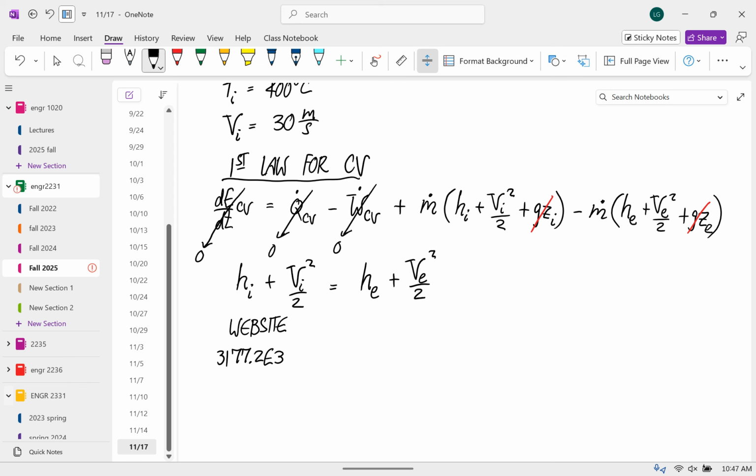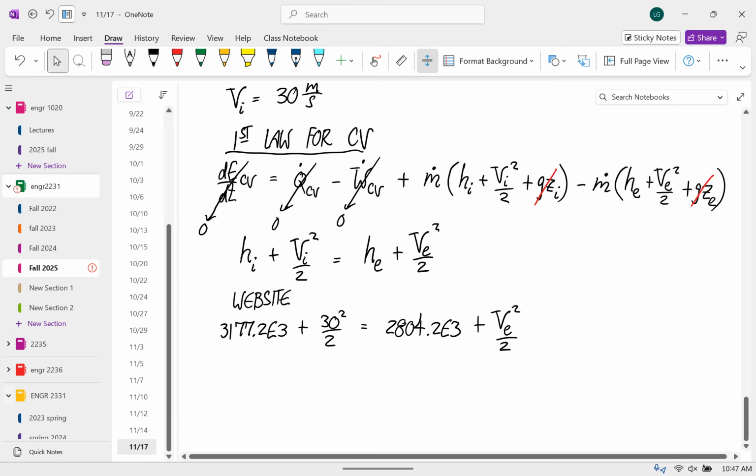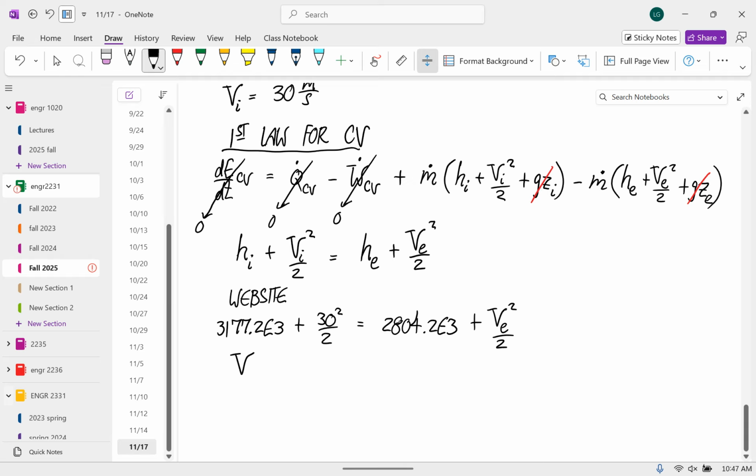So we have 3177.2 times 10 to the third, that's the specific enthalpy at the inlet, plus 30 squared over 2, is equal to 2804.2 times 10 to the third, plus speed at the exit squared over 2. And you get that Ve is 864.2 meters per second. Really fast.